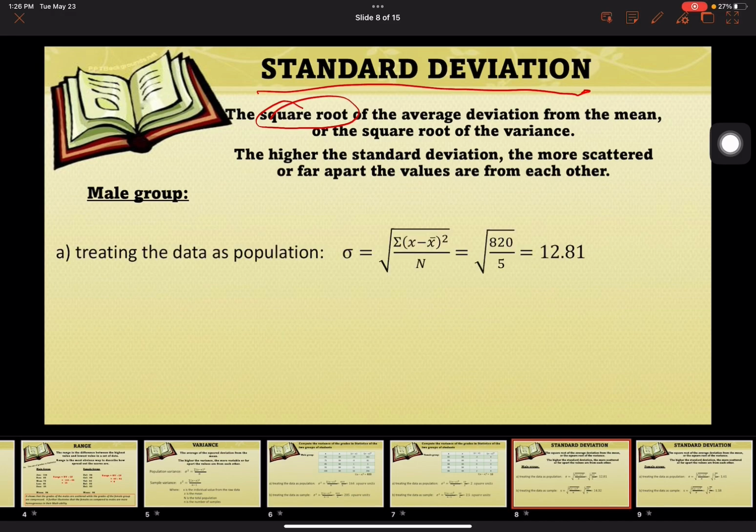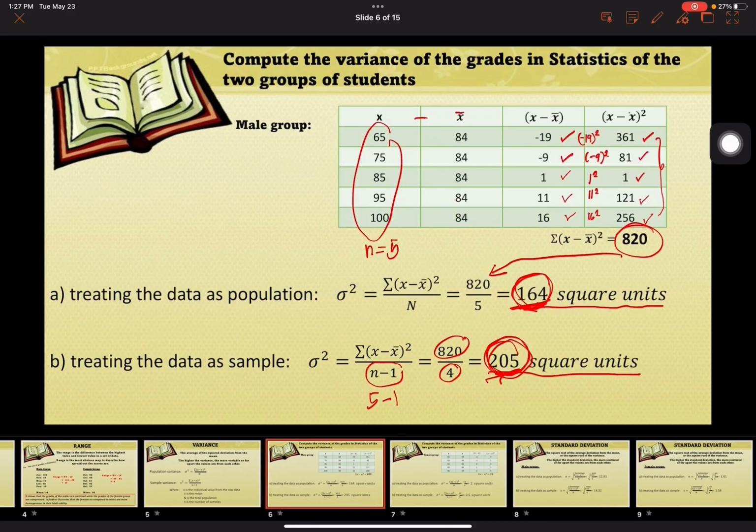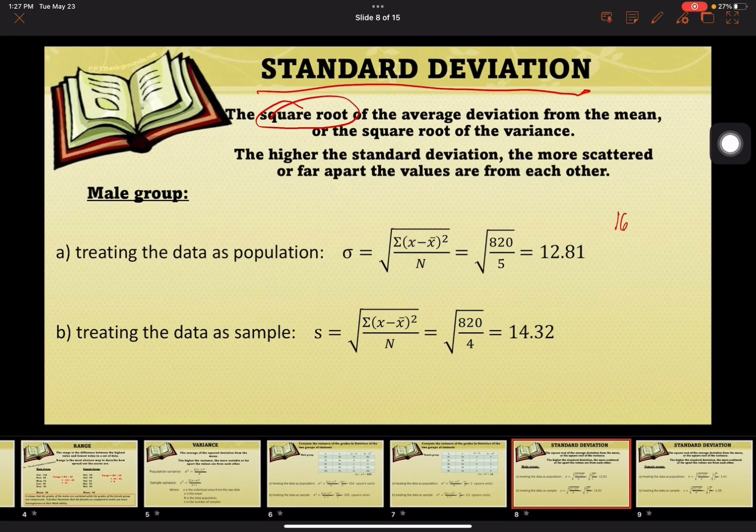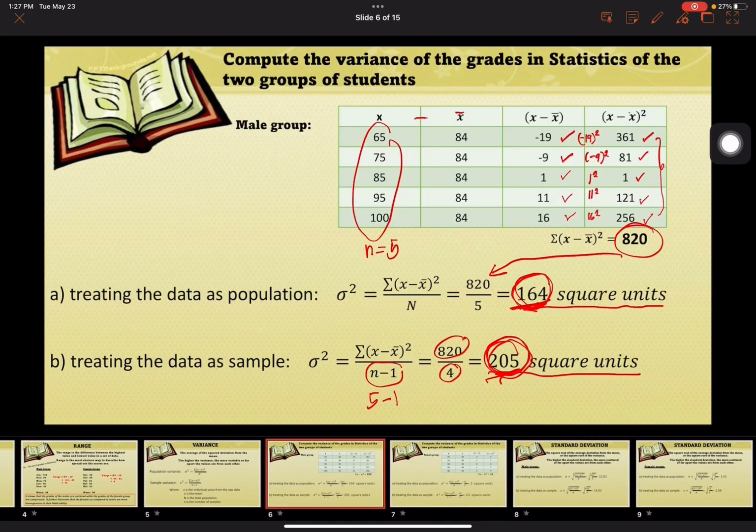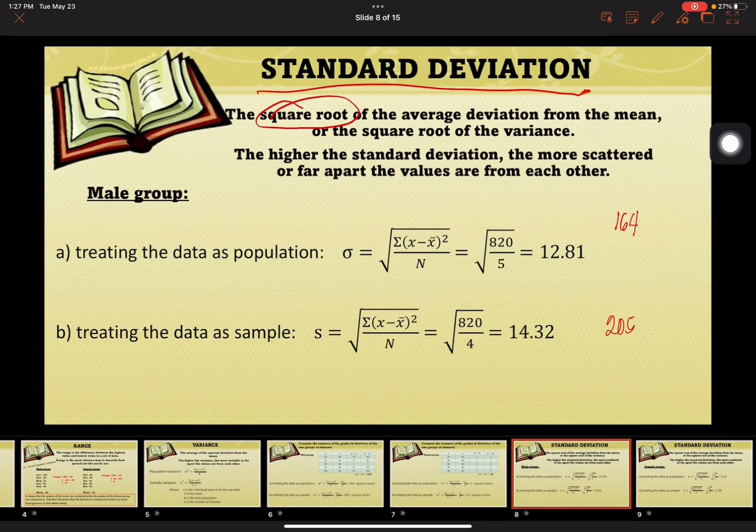So, for the male group, yung ating sagot kanina, balikan natin yung sagot, 164 and 205. Yung 164, tama. And 205 na sagot natin for variance. Para makuha si standard deviation, kukunin mo lang yung square root. So, square root is equal to 12.81. Square root lang ng 164. While sa sample, square root ng kanilang variance, s is equal to 14.32.